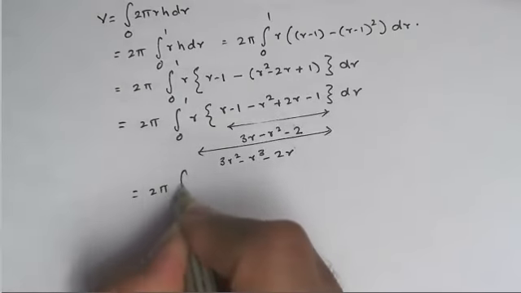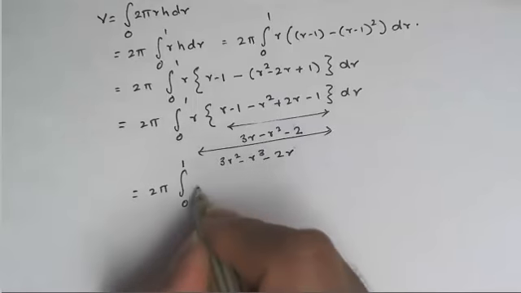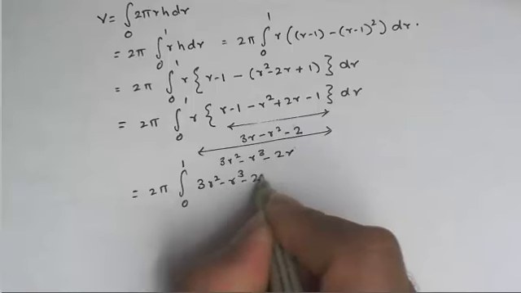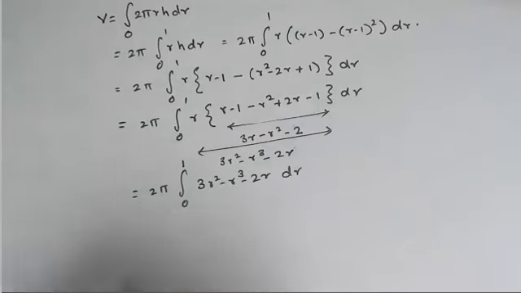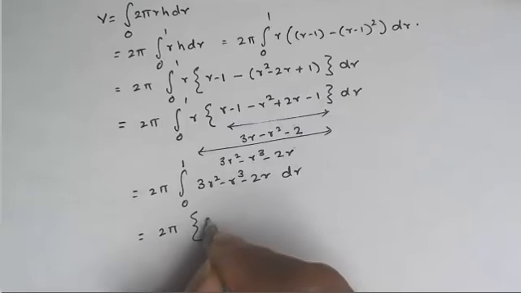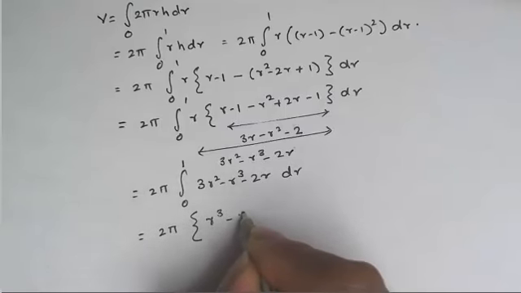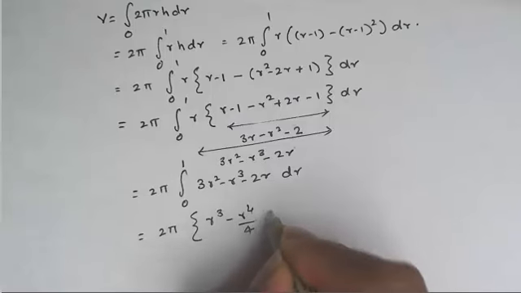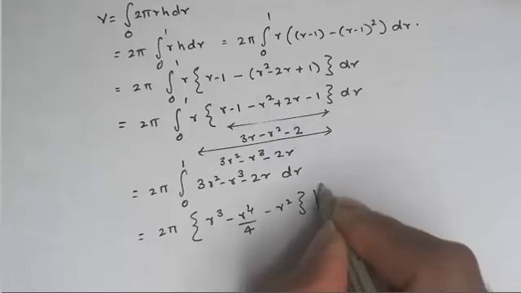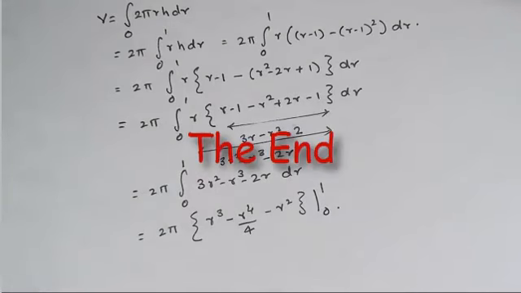So this is the integral from 0 to 1 of 3r squared minus r cubed minus 2r dr. And that is r cubed minus r to the 4 over 4 minus r squared, evaluated from 0 to 1.